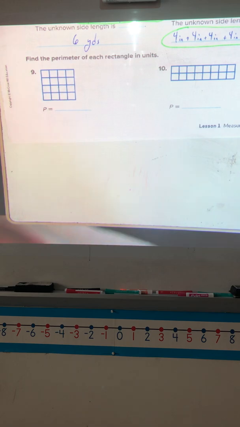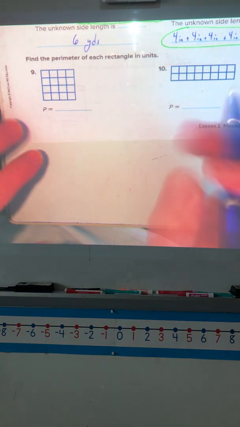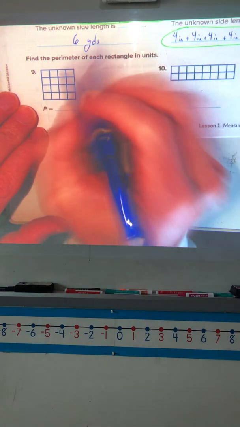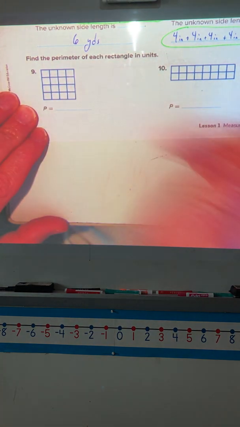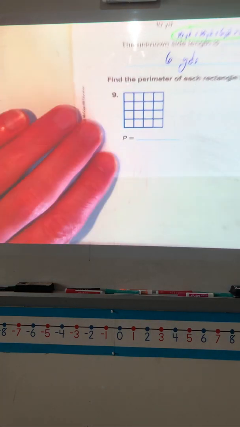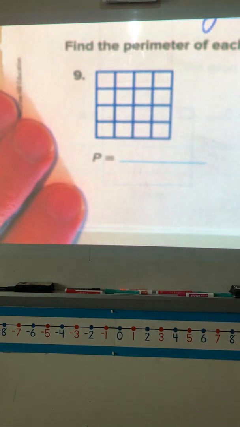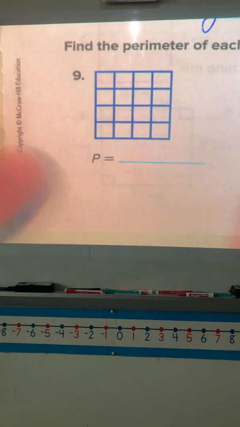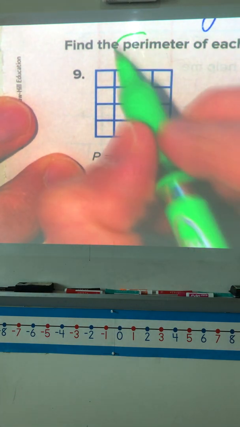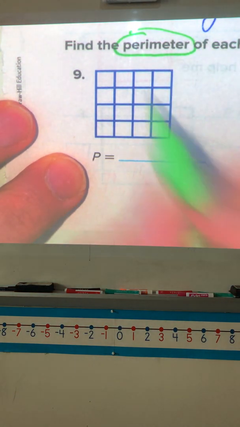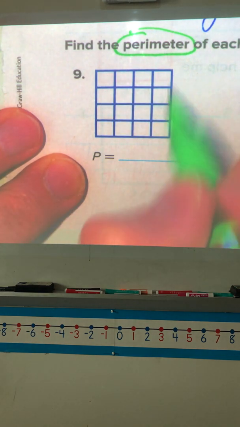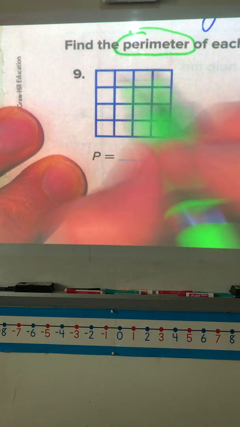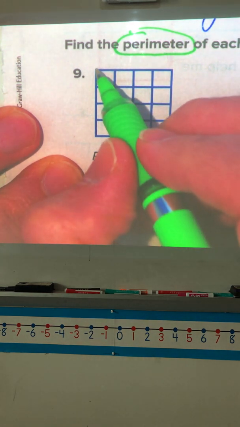What in the world? Okay, I think I know what to do here. Find the perimeter of each rectangle in units. Now, at the top I see, now perimeter's the, let me get in here close. And let me change my pen because this is blue, and blue on blue doesn't work. All right. Perimeter is the distance around a shape. So it doesn't matter where we start, we're going around the shape. So I always like to start here. How do we know the perimeter? Let's see. We can do this.